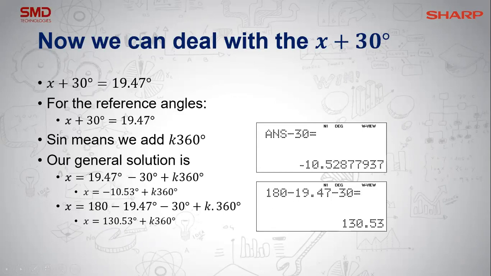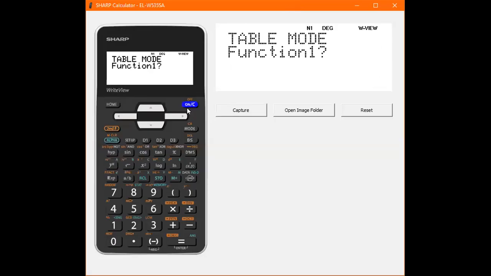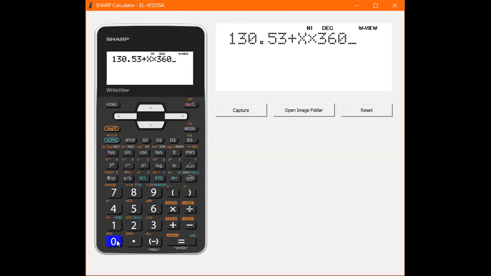130.53 plus k360. Now, what I discovered, which is really nice to do on your calculator, is to put your general solution into your table mode. So I'm going to use negative 10.53 plus, and then instead of k, we're just going to say x times 360. For our second one, we'll put our second general solution, which is 130.53 plus x instead of k, same thing, times 360. It's just a variable, and we've only got one, so we can do it like that, and equals.